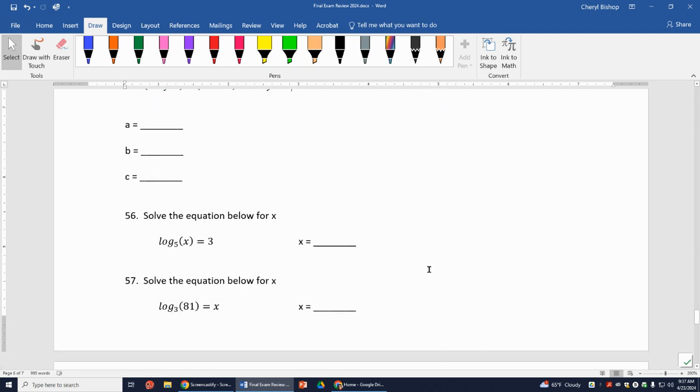Solve the equation below for x. So if I take this and I turn it into an exponential problem, I know that the base is 5. I don't have to put a b. The base to the answer equals the argument. So 5 times 5 times 5 is 125.